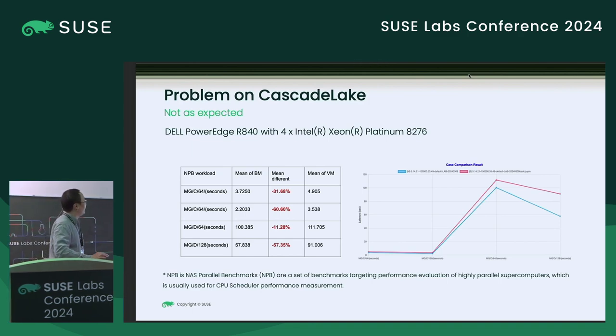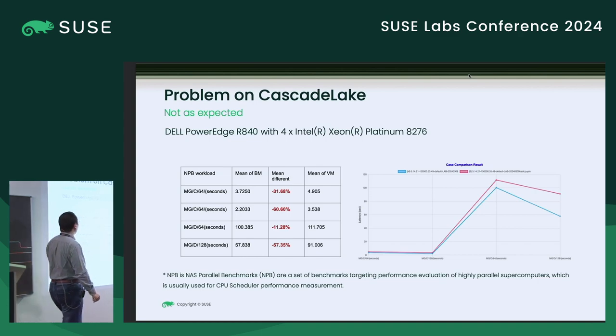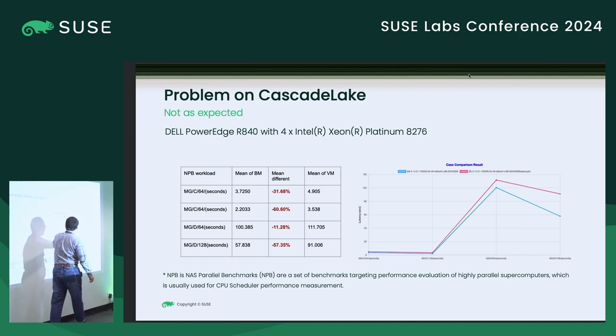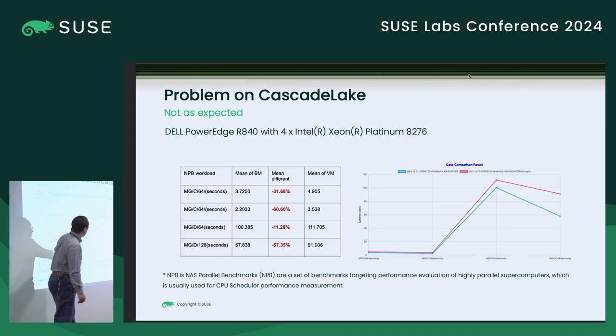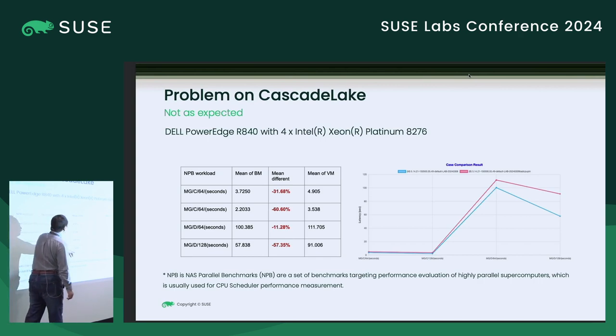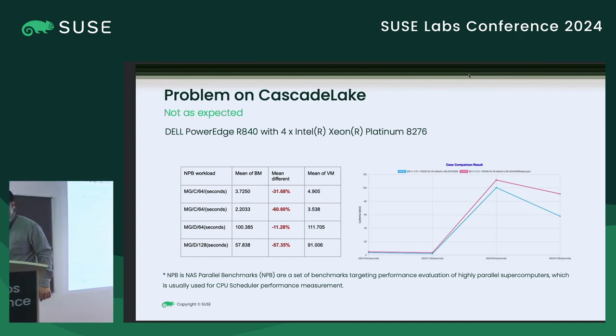But when we used the same configuration on a CascadeLake system, we have an R840 with four CascadeLake CPUs. We found that when we ran similar testing, the bare metal and virtual machine results were very different. The decline is as high as 50%. This is latency, so smaller latency is better. On bare metal it's 57, but on the virtual machine it's 91. So this is a large decline, and this does not follow our expectation.